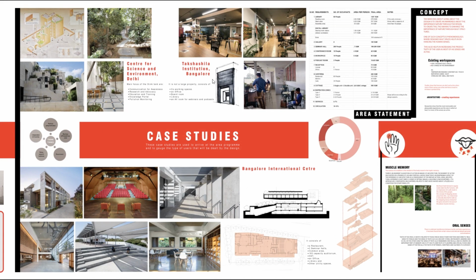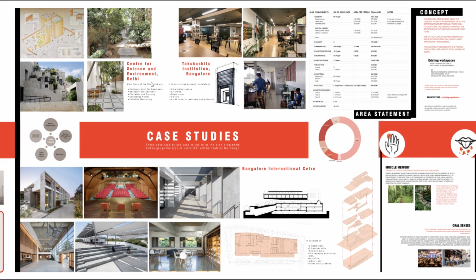So, the first case study is Takshashila Institution in Bangalore. Takshashila Institution is an independent and non-profit think tank and network on public policy and economics based in India. It is not a large property. It just consists of co-working spaces, an office, boardroom, library, and AV room for webinars and podcasts. It is a formal and organized space which is open to everybody to access experts in the field.